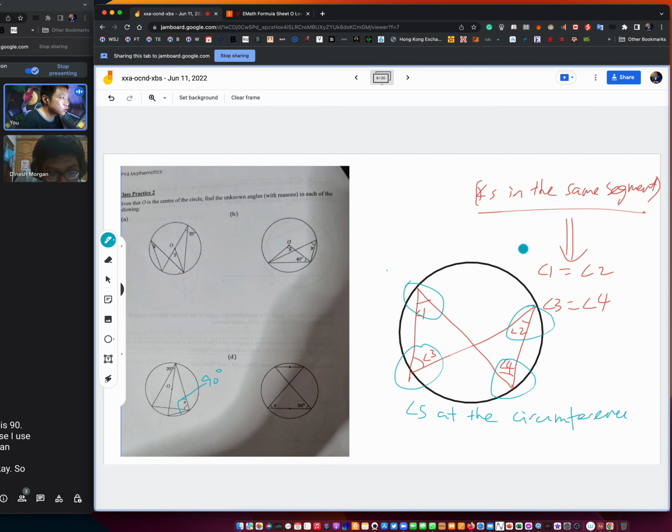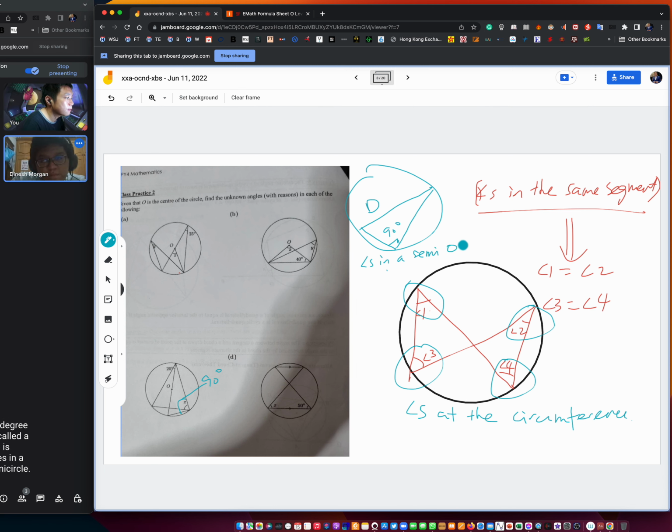Besides the angle in the same segment, the other one I talked about at the beginning of the lesson is angle in a semicircle. So basically you have a diameter, and wherever you draw the line, you have a 90 degree angle here. This rule is called the angles in a semicircle. Like I say, the rule might be phrased differently in your school, but the idea is the same.